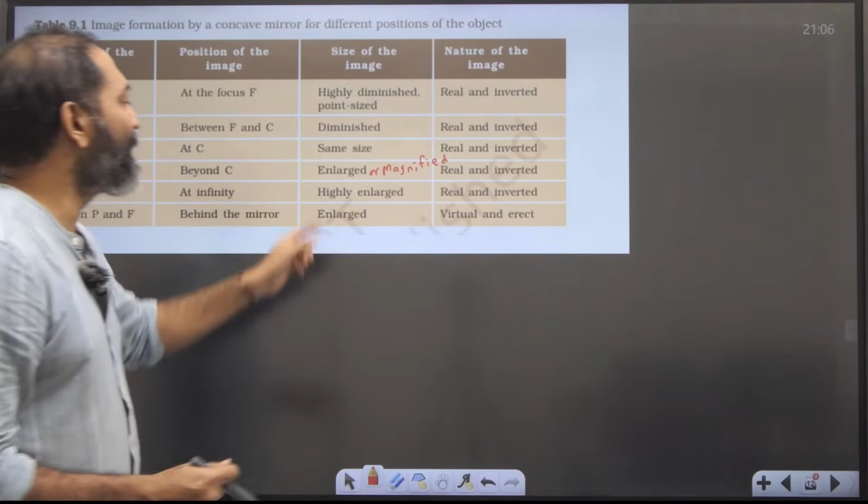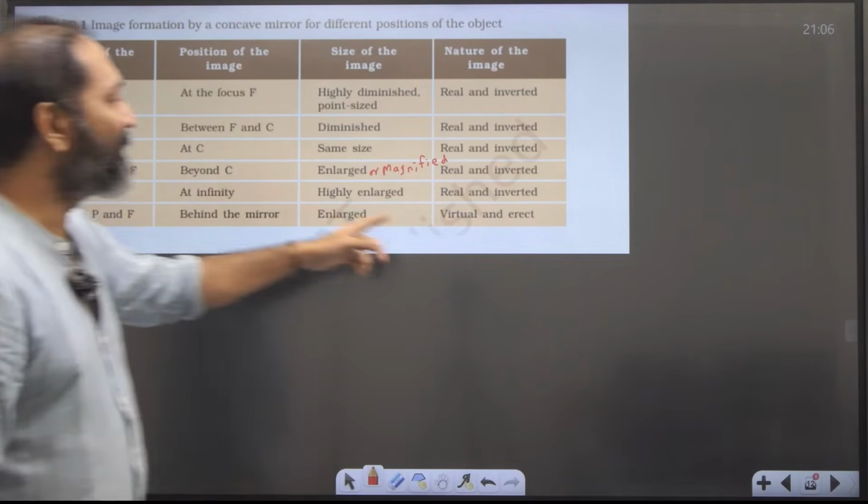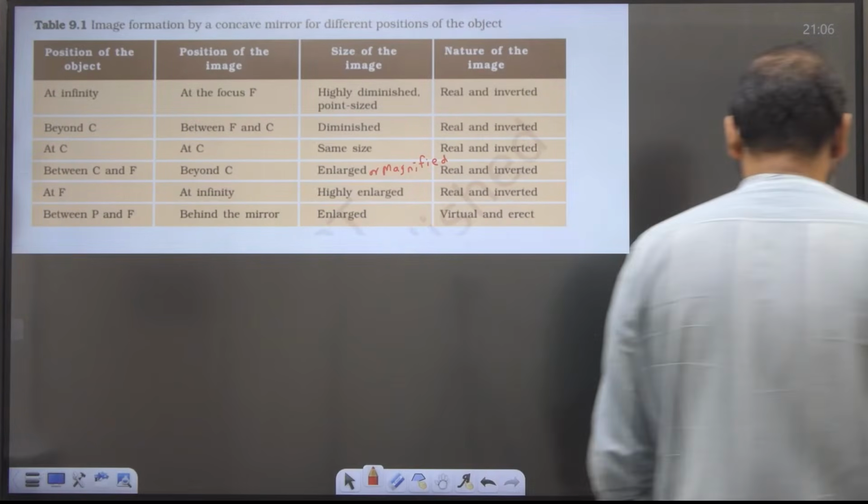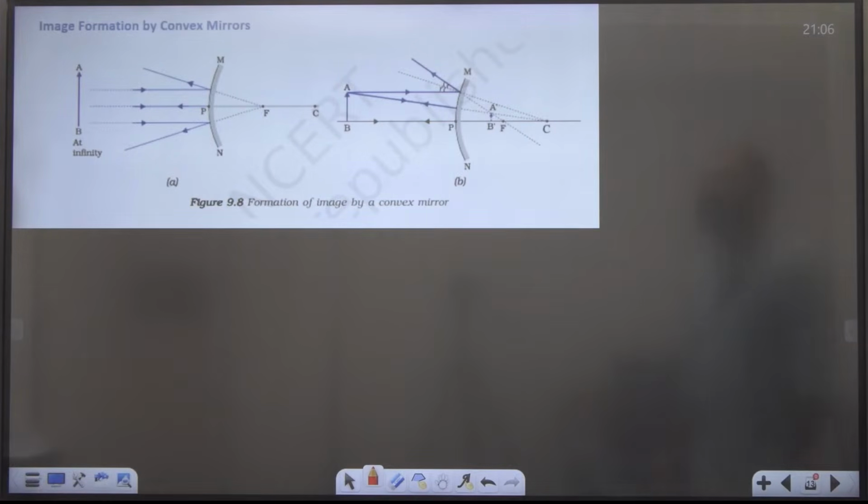What is the size of the image? Enlarged. What is the nature of the image? Virtual and erect. What is the nature of the image? Virtual and erect.